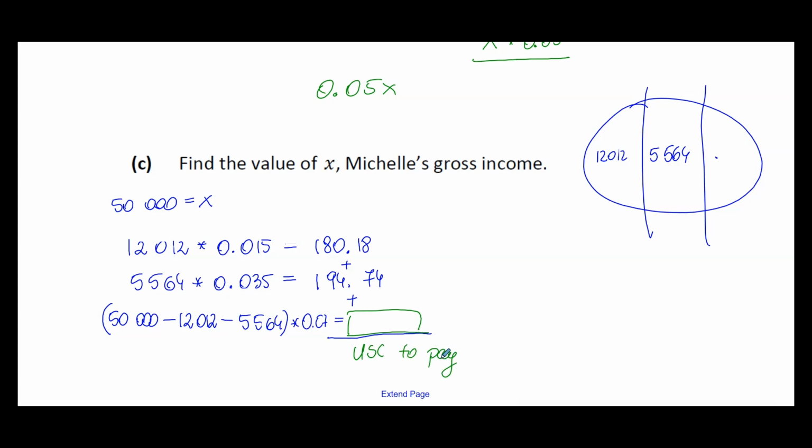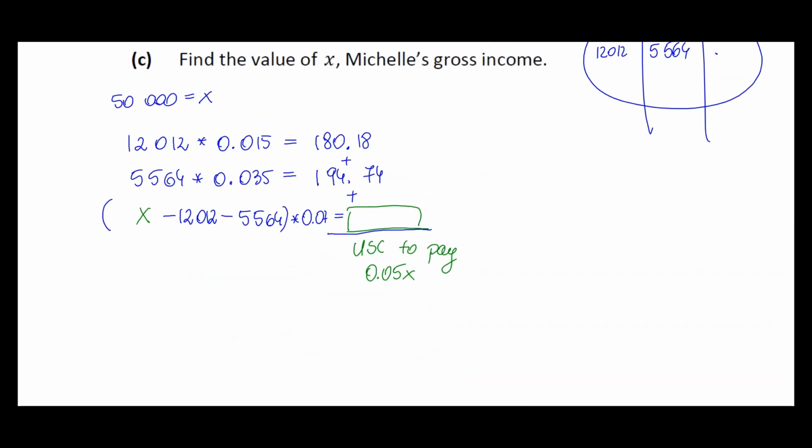Now, what do we know about the USC that she has to pay? That is 0.05 of x. Now, what did we do with x? We put 50,000 there. We made that up. So we are saying, okay, if we remove 50,000, because we actually don't know how much it is, but it is x. Well, therefore, we have created an equation. Let's see. Let's put it together now as an equation.